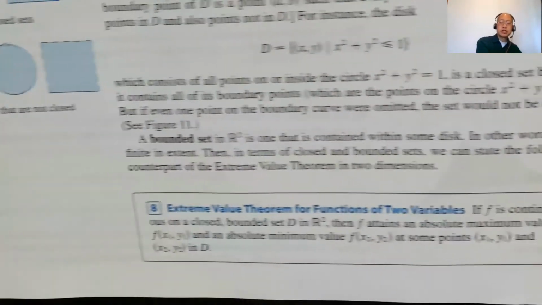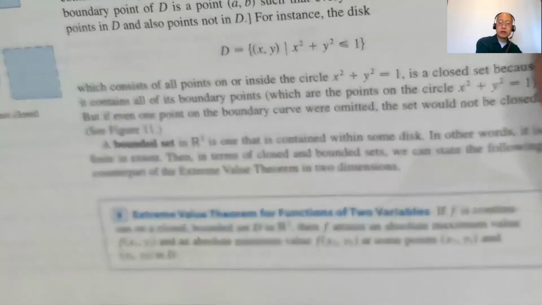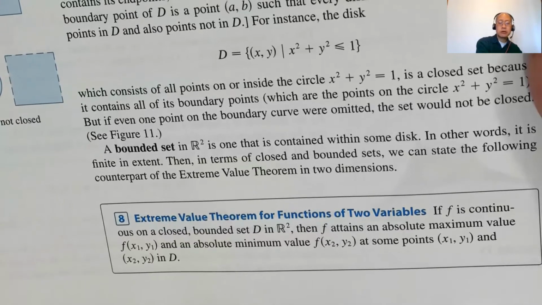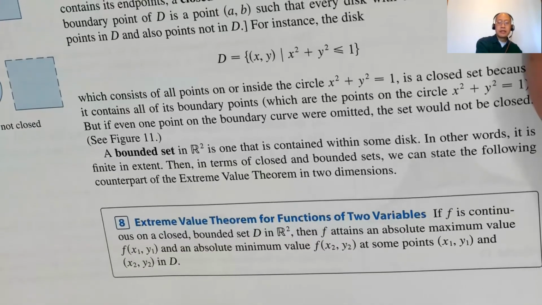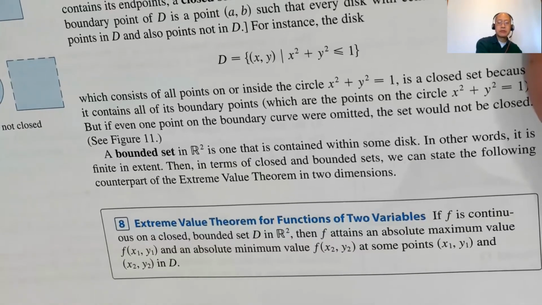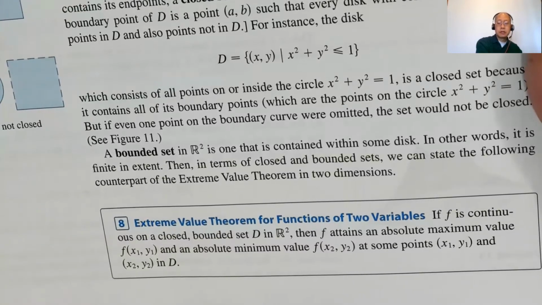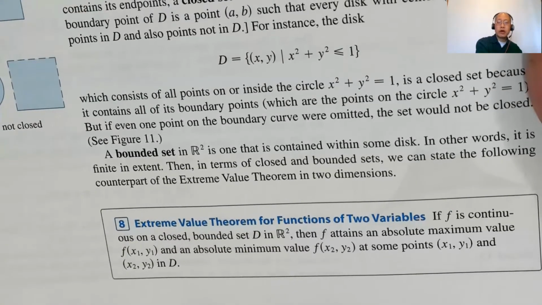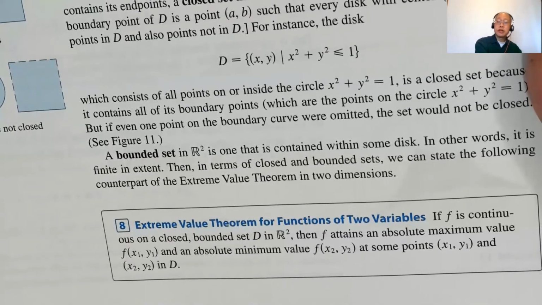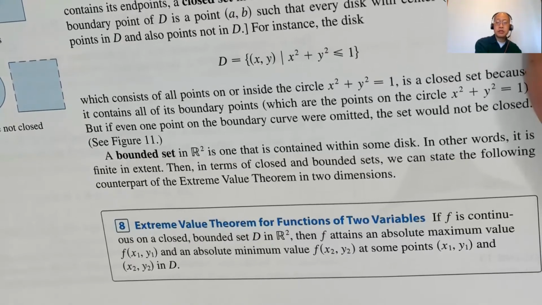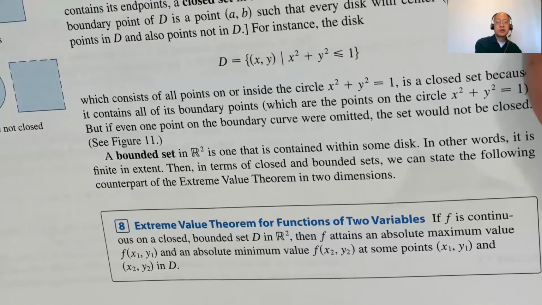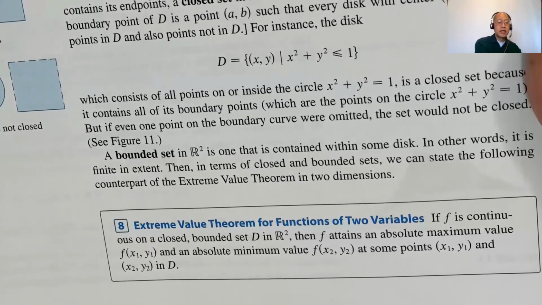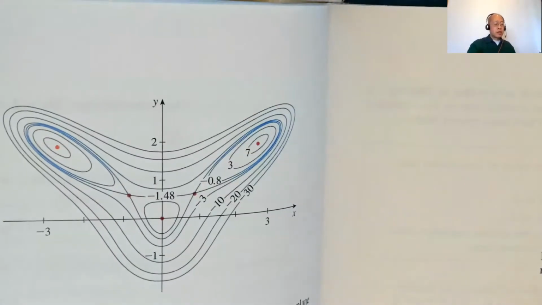So we have something called the extreme value theorem. We had that in Calc 1 also. If f is continuous on a closed bounded set in R2, then f attains an absolute max and an absolute minimum somewhere in the set. In Calc 1, a closed interval is a closed set, and a continuous function on a closed set had to attain an absolute max and an absolute min.